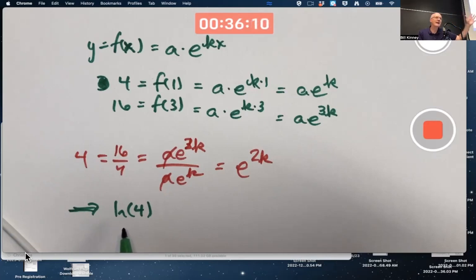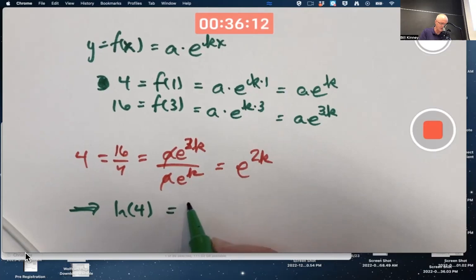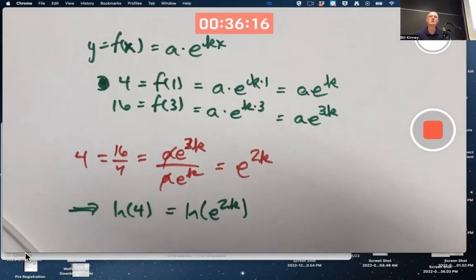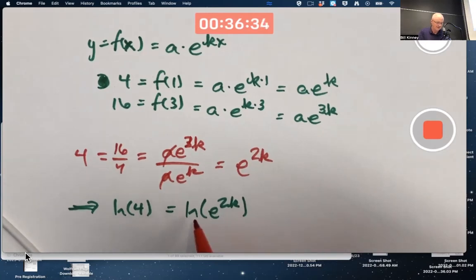Natural log base e of 4 equals natural log of e to the 2k. I am applying the natural log function to both sides. ln of x, natural log of x, log base e of x, is the inverse function of e to the x. And what that ends up meaning, we'll talk about this a lot more on Friday, is that over here, it's like the ln and the e cancel, and this simplifies to 2k.